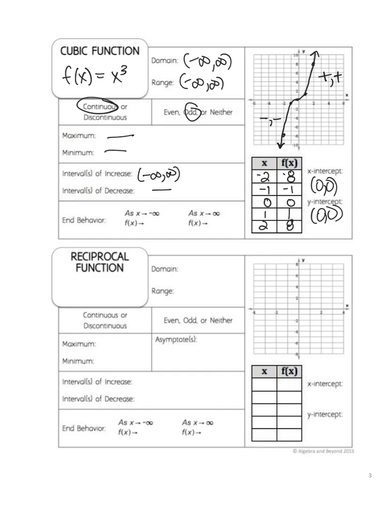No decrease. As x goes to negative infinity, y goes to negative infinity. As x goes to positive infinity, y goes to positive infinity. All right, and the next one is the reciprocal function. So reciprocating, I'm just going to flip it, 1 over x.